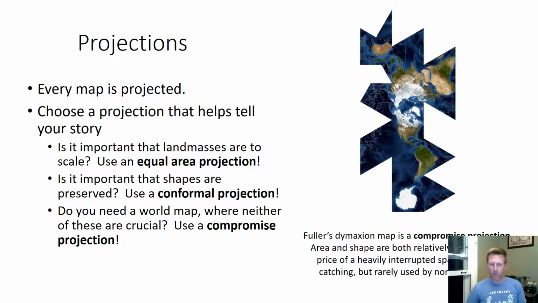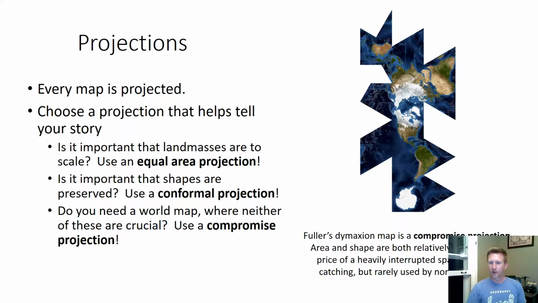We'll look at a Robinson projection that's a good example of this. It's not equal area, it's not conformal. It fudges both of those criteria to effectively communicate the shape of the Earth. This map that we've got over here at the right is Fuller's Dymaxion map. It's one of these compromise projections. It's not equal area, it's not conformal, it's a funny shape. It's the Earth carved up into this interesting semi-discontinuous form.